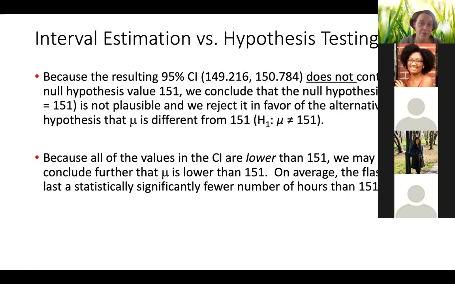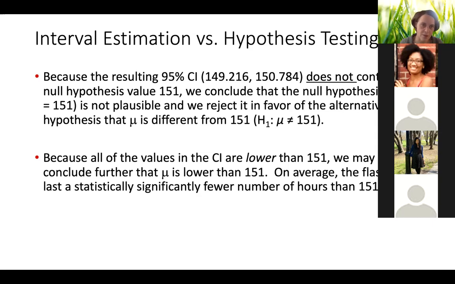And that was the case, right? Our 95% confidence interval was 149 point something to 150 point something. So that did not contain the null hypothesis value of 151. Therefore we can conclude that the null hypothesis, that the true population mean is 151, is not plausible. Yeah? We reject it in favor of the alternative hypothesis that the true mean is different from 151.